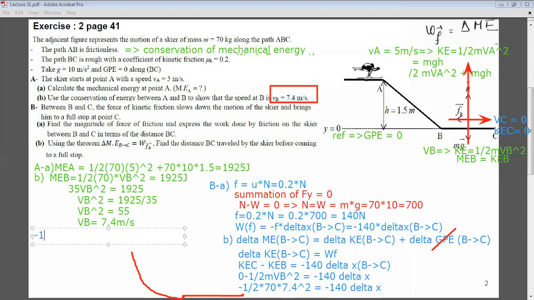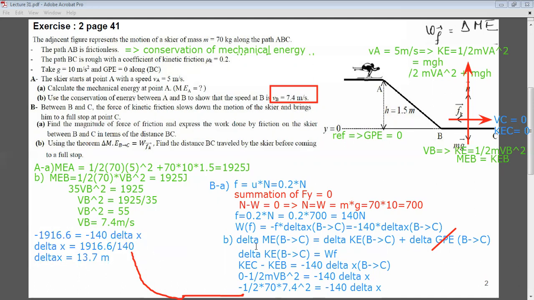This is equal to minus 1916.6, equal to minus 140 delta x. So we get delta x equal to minus 1916.6 divided by minus 140. The minus cancels the minus. So divided by 140, and we get delta x equal to 13.7 meters.